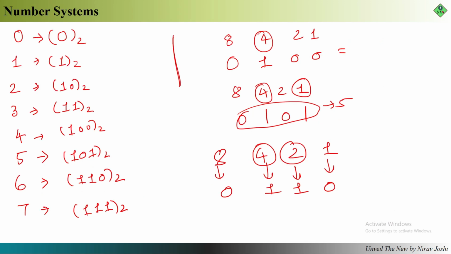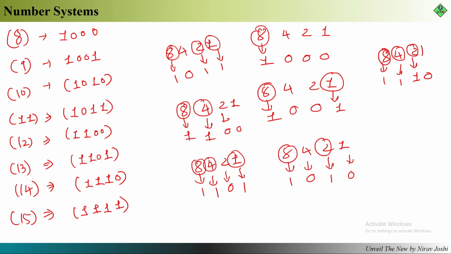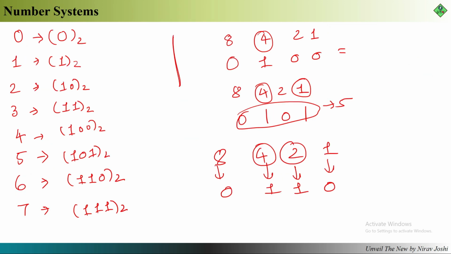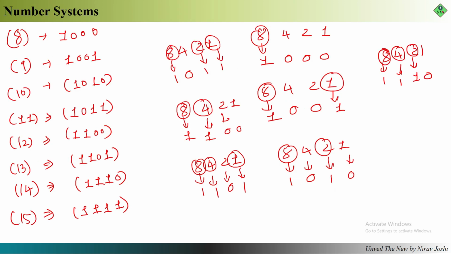Here we have done it: 0 to 7 and 8 to 15. So in total, the binary of 0 to 15 should always be by heart to you. So this is what we will keep in this video.